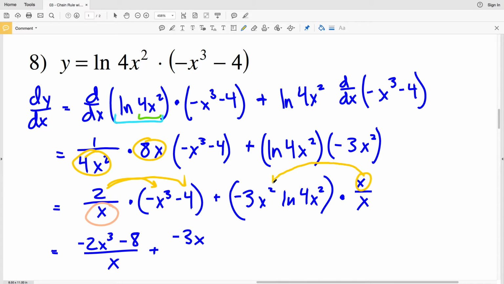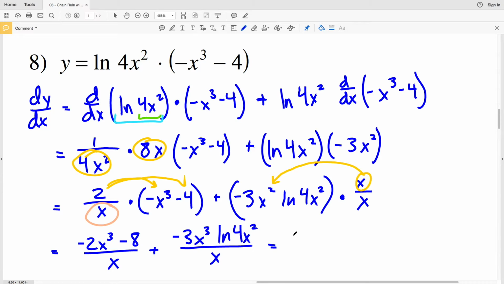And that will get added to negative 3 times x, and distributing this x to the numerator, we'll multiply x by negative 3x squared times the ln of 4x squared, because this is all one term, that x will get multiplied by x squared to be x cubed. So we'll have negative 3x cubed times the ln of 4x squared all over x. And again, that x is multiplied by this entire quantity.